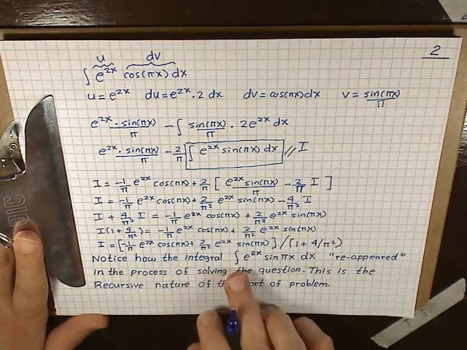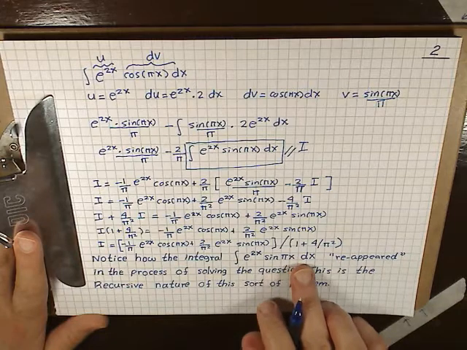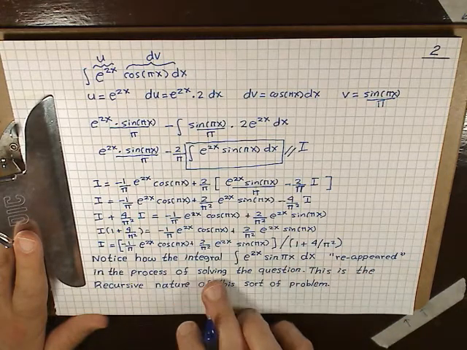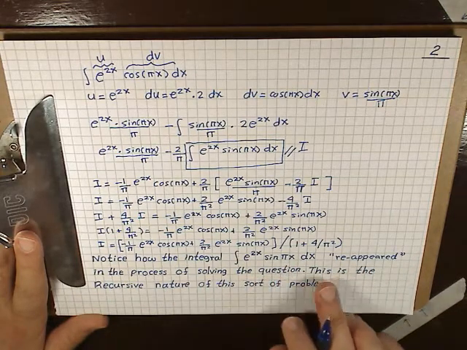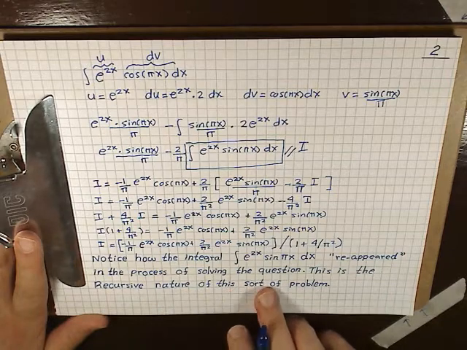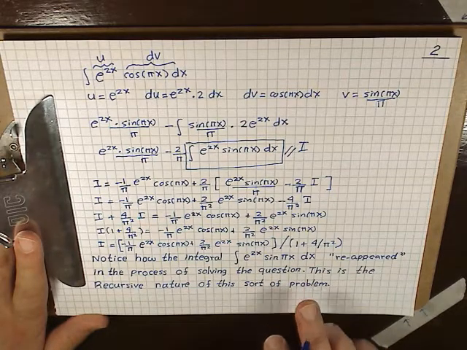Notice how the integral of e to the 2x sine pi x dx reappeared in the process of solving this question. This is the recursive nature of this sort of problem. See you next time.